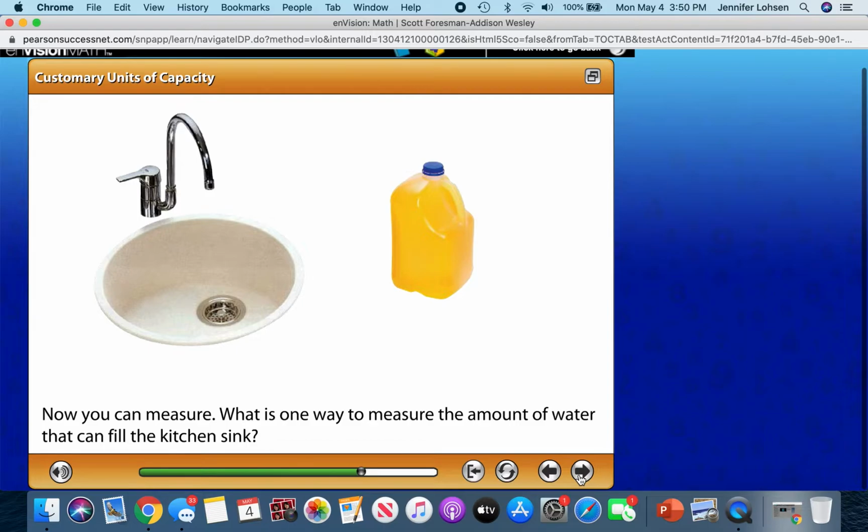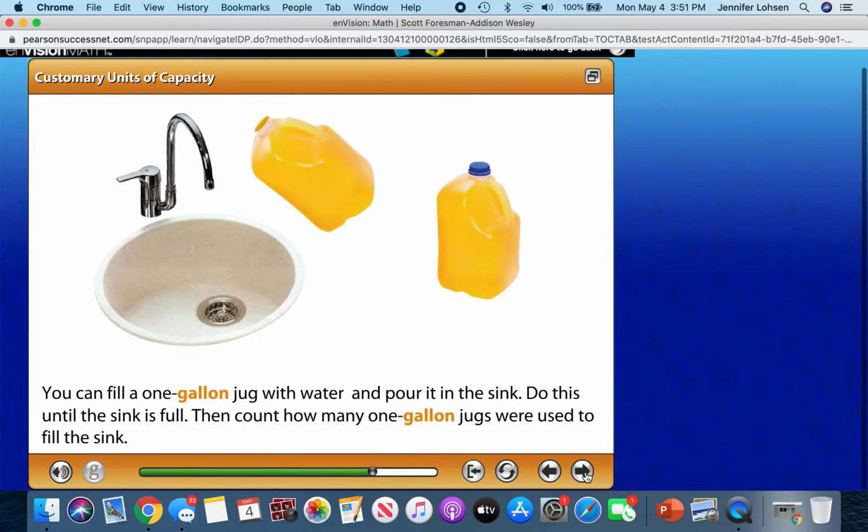Now you can measure. What is one way to measure the amount of water that can fill the kitchen sink? Okay, so how could we go about measuring this? Let's say I gave you an empty gallon container and I said, tell me how many gallons can fit in our sink. What is the capacity of our sink in gallons? What could you do to figure that out? You can fill a 1 gallon jug with water and pour it in the sink. Do this until the sink is full. Then count how many 1 gallon jugs were used to fill the sink.